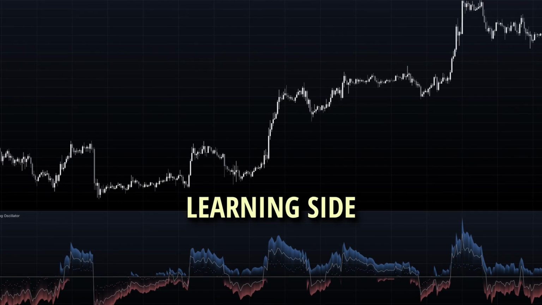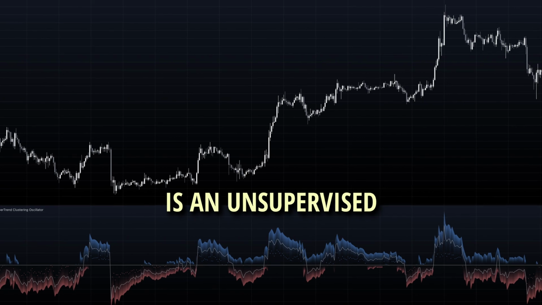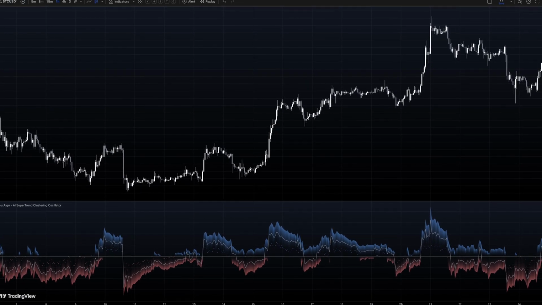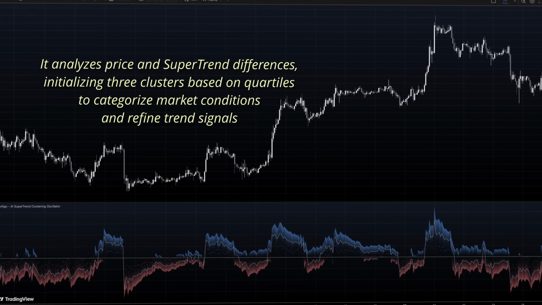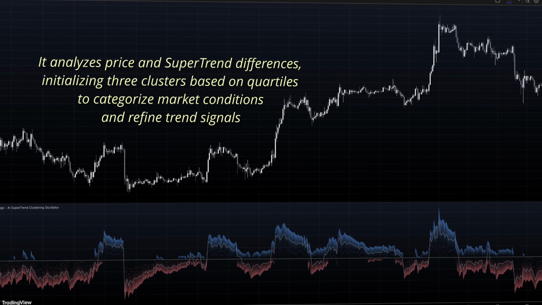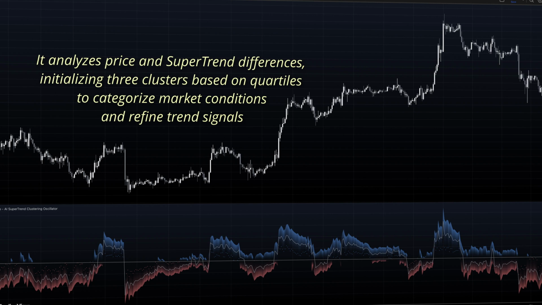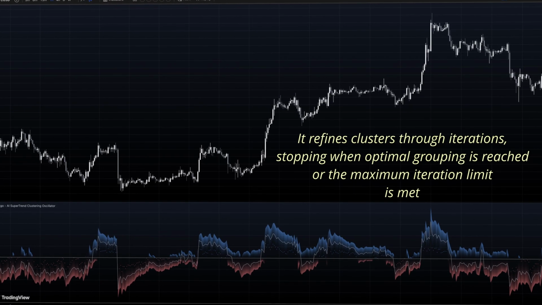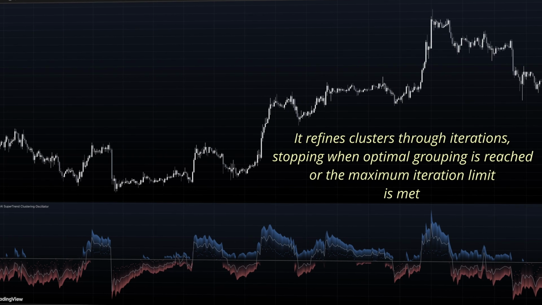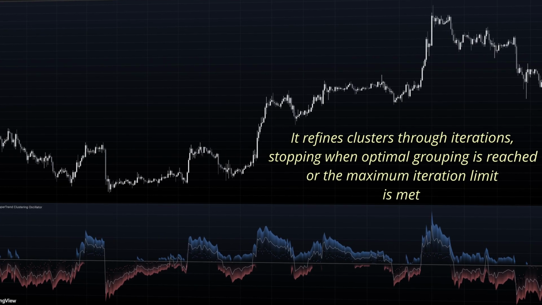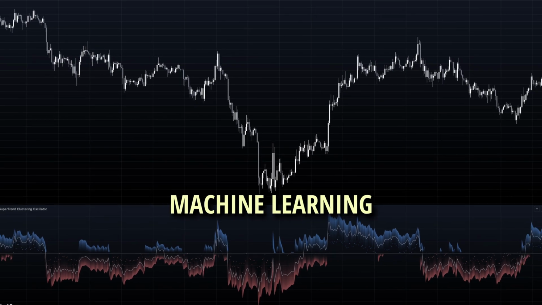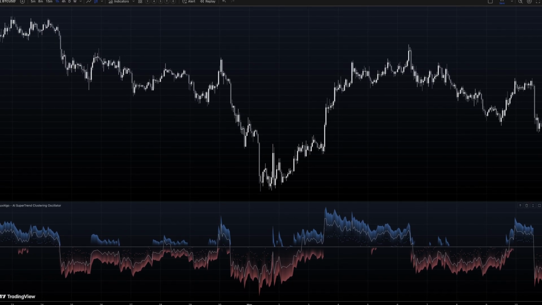On the machine learning side, K-means clustering is an unsupervised algorithm that organizes data points based on similarity. Here, it processes the differences between price and supertrend values, initializing 3 clusters using quartiles as starting points. The algorithm then iterates to refine these clusters, stopping once it reaches an optimal grouping or hits the maximum iteration limit. Despite its AI branding, the machine learning component is relatively simple.